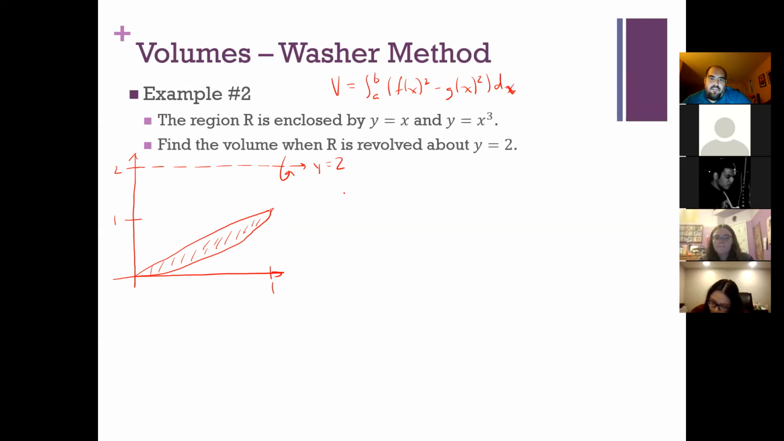Now, the first thing to consider here is, if we're going to be revolving around the line y equals 2, what is the outer function going to be this time?